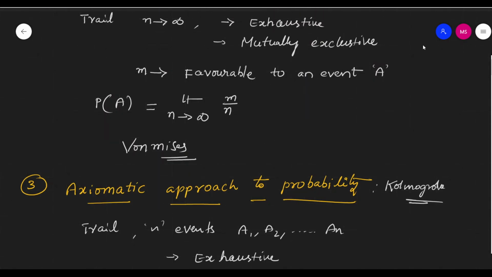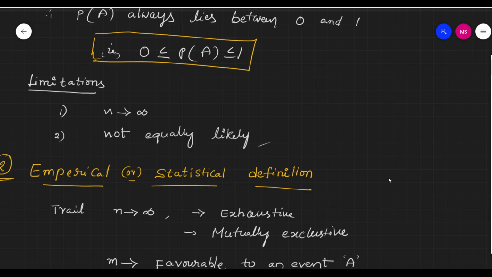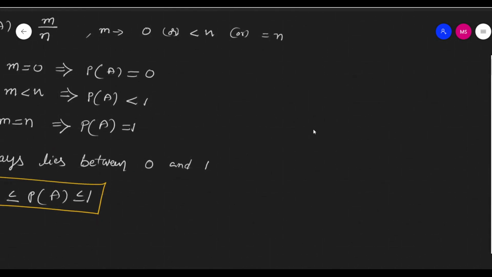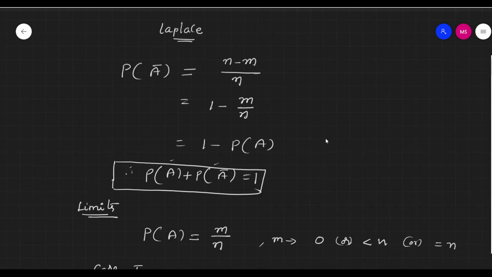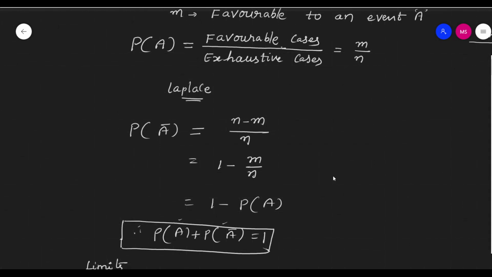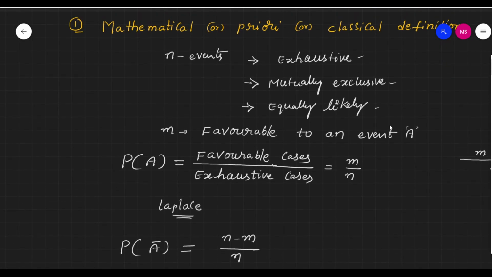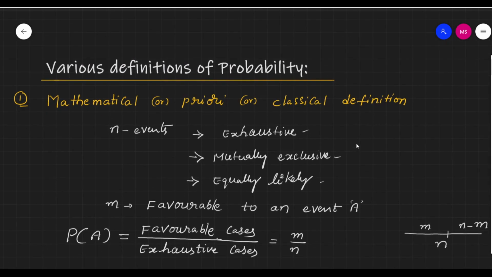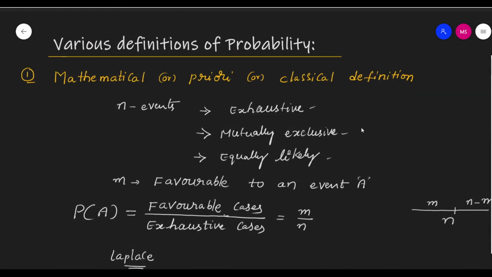Okay, these are three definitions of probability. The first one is called the mathematical definition, the second one is called the statistical definition, and the third one is called the axiomatic definition of probability. Okay, this is the concept of various definitions of probability.